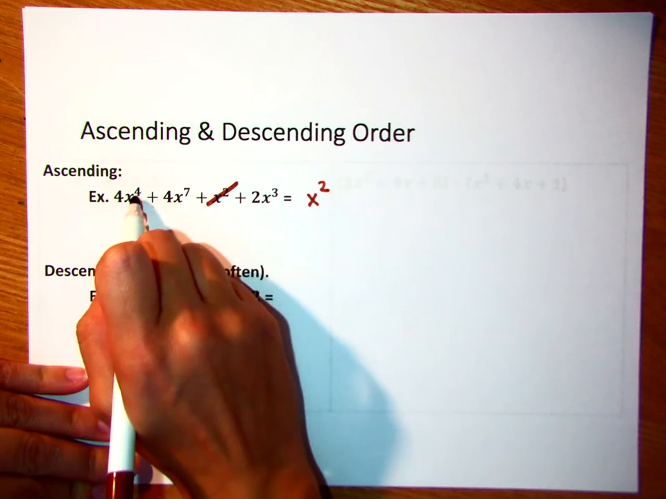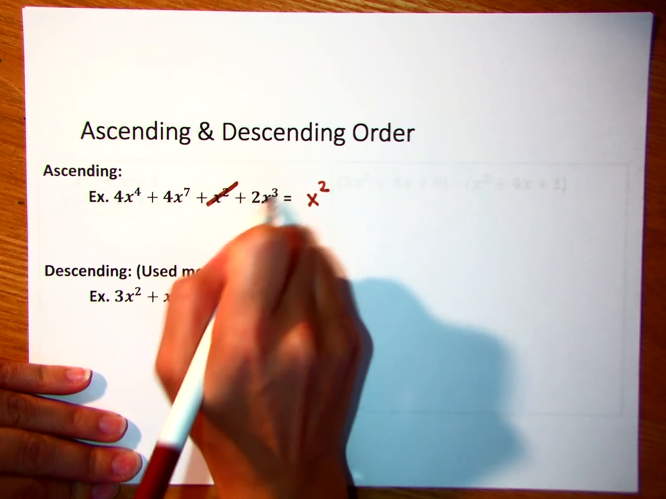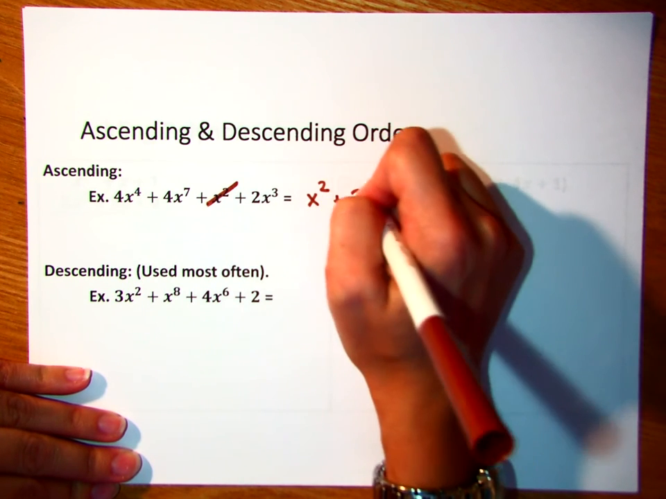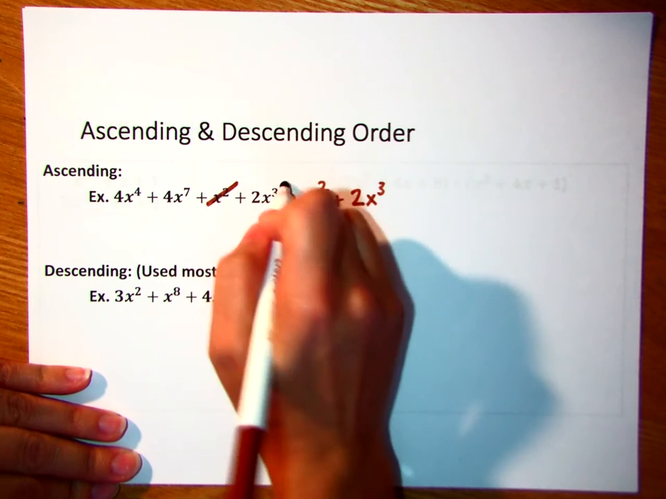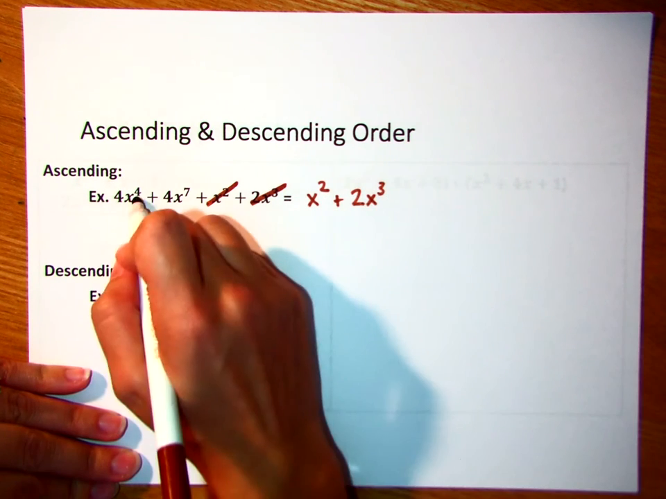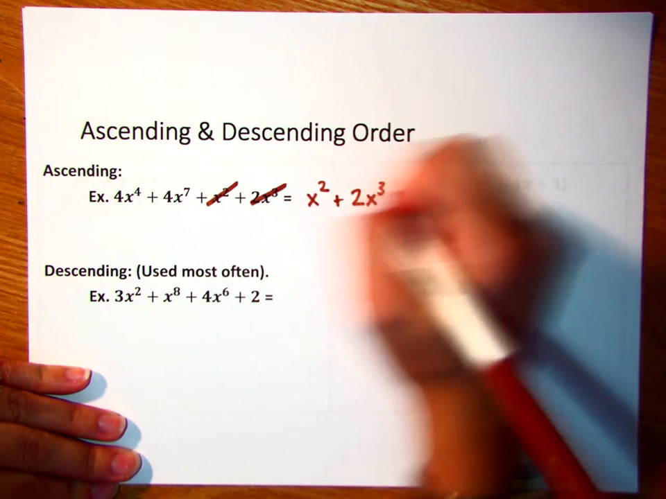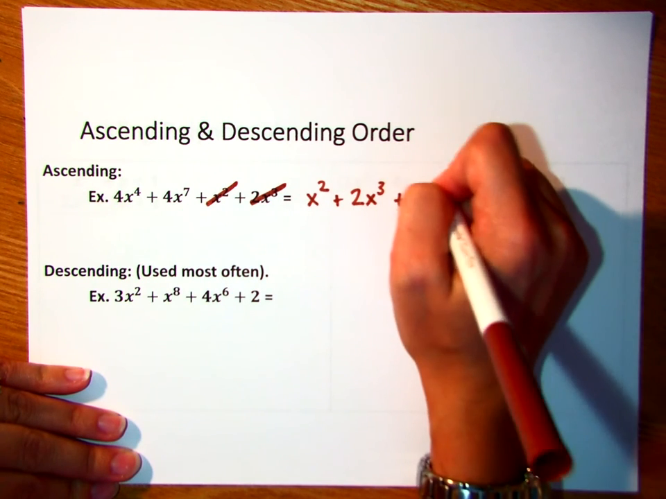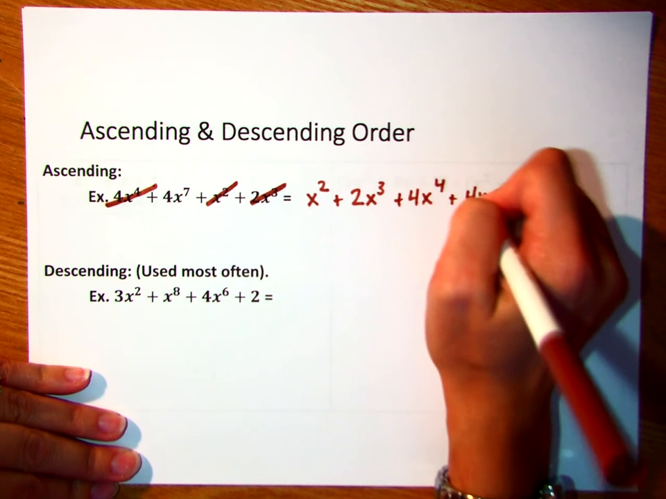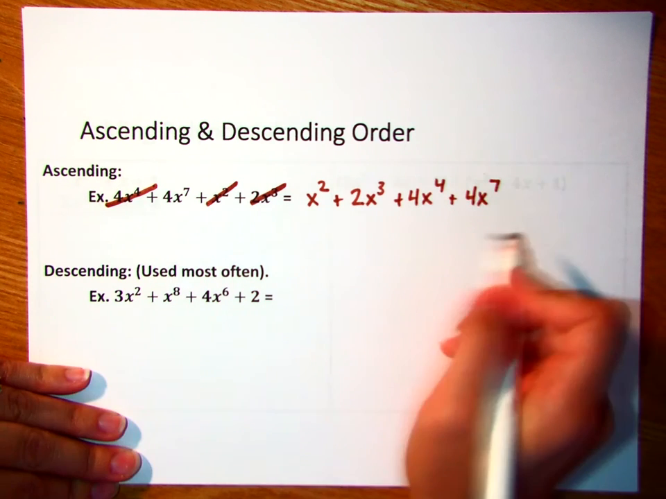So then the next one, we have a 4, a 7, and a 3. Well, next in our order of numbers would be an exponent of 3. So take the sign with it, 2x cubed. That one's done. Then we're looking for the one that comes after the exponent of 3. Well, here we have a 4. That's a positive 4x, so we're going to add 4x to the 4th. And the last one here, we would just say plus 4x to the 7th. That is in ascending order.